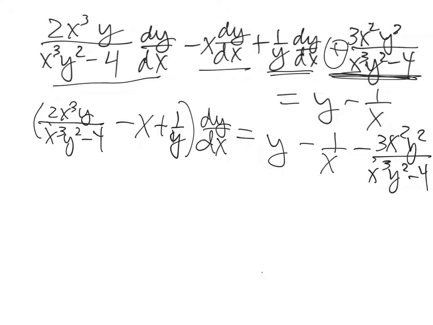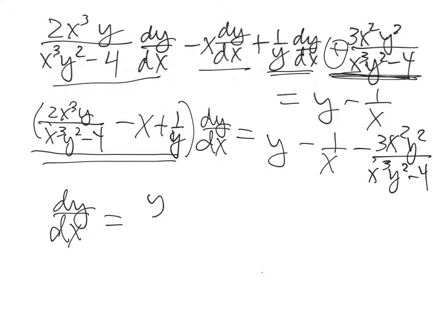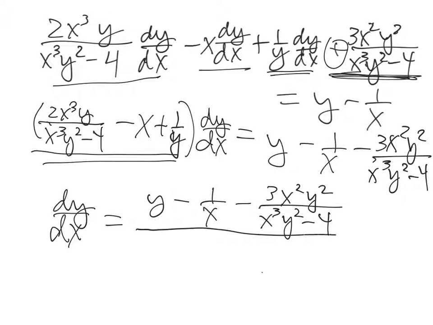And finally, what makes it really ugly is we'll be dividing this on both sides. So dy by dx would equal y minus 1 over x minus 3x squared y squared over x cubed y squared minus 4, and then all of that over this nice little expression. Would you take the answer there, or would you want us to keep simplifying? Get to this point and stop. This would be plenty good enough.